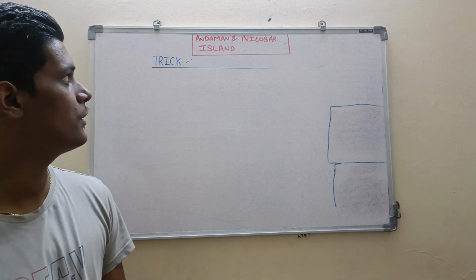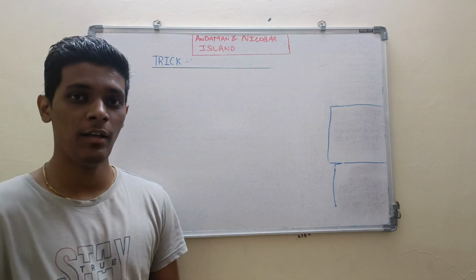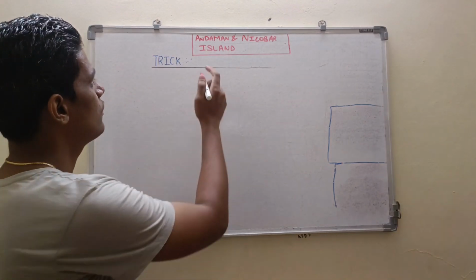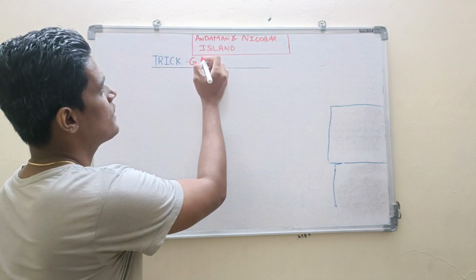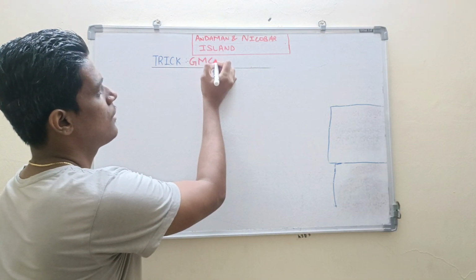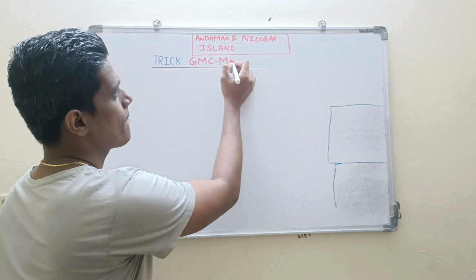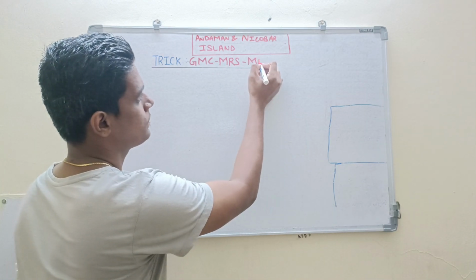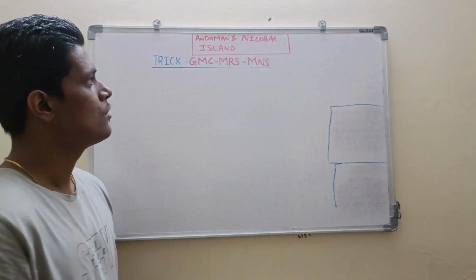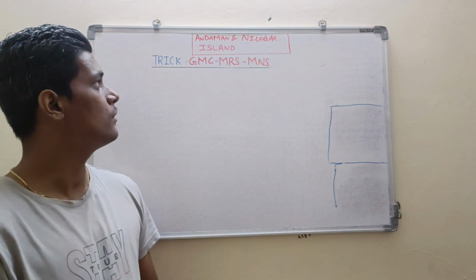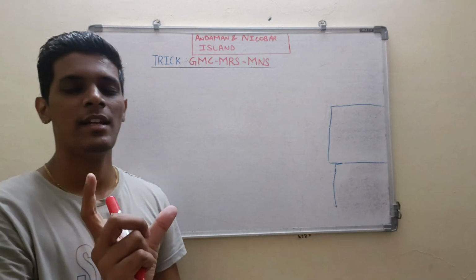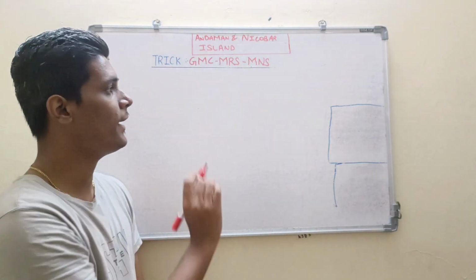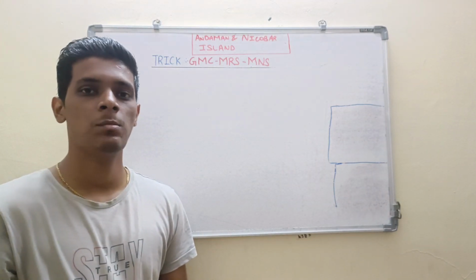So our first union territory is Andaman and Nicobar Islands, and for this there is a trick, or a code, called GMC, MRS and MNS. So friends, this is a trick, or you can say a code, to remember the national parks in Andaman and Nicobar Islands. So how does this work?